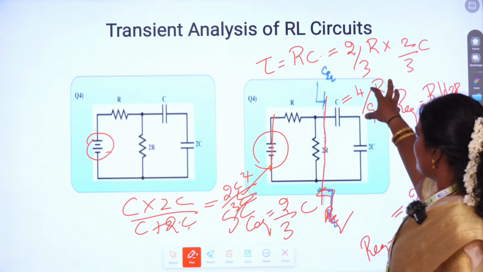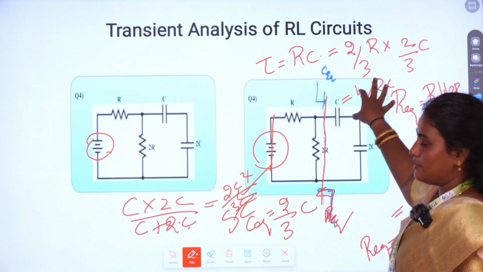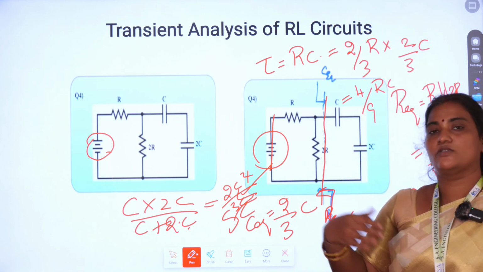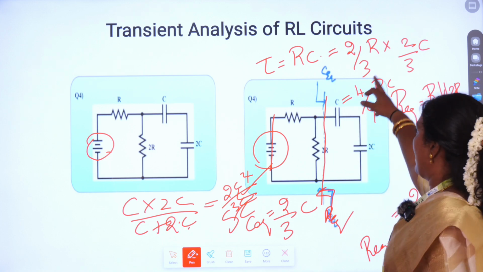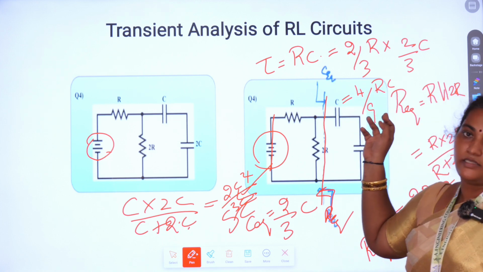This is nothing but the transient time the system takes to change from one voltage source to the other voltage source. Since this is all written in R and C, we have the answer in terms of R and C.